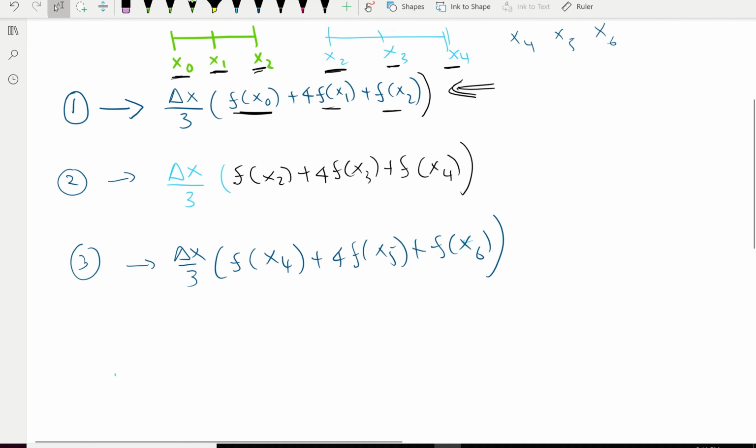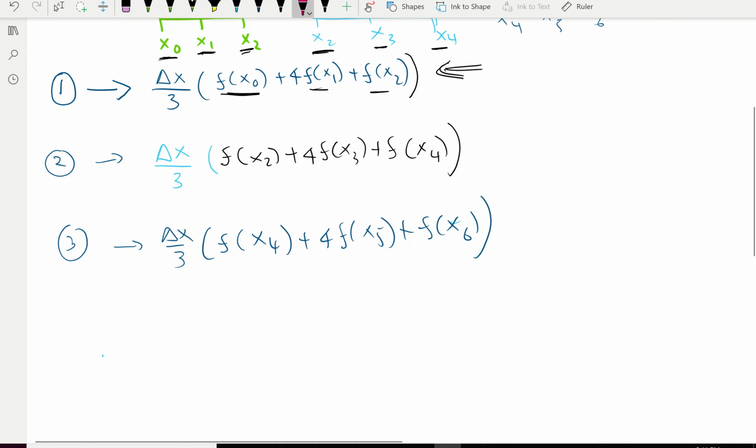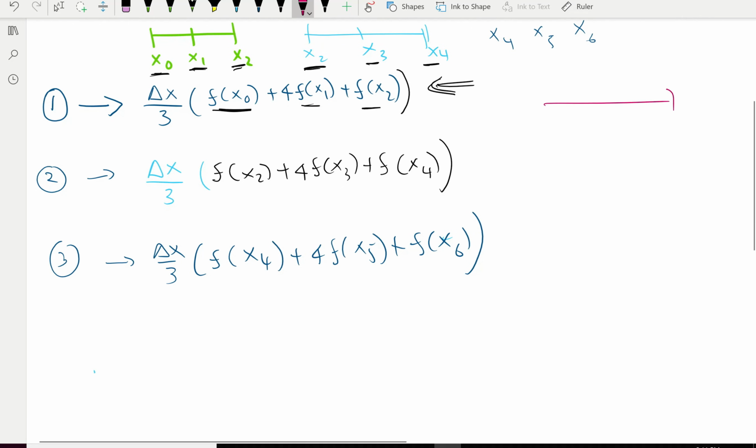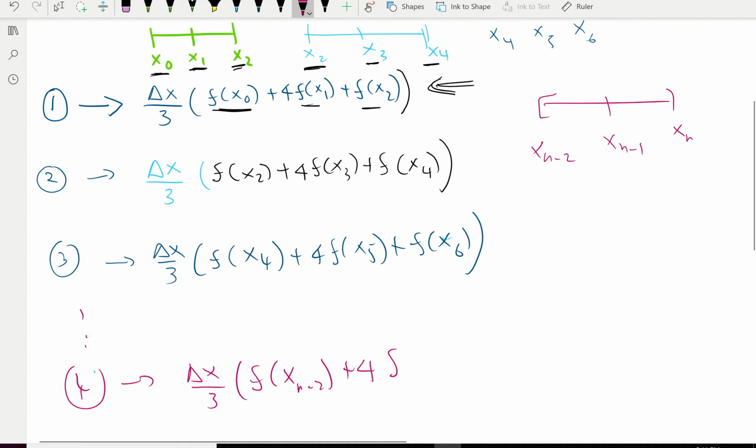Now let's look at the final pair of subintervals. The final pair is xn, the last point, xn minus 1, the point before that, and xn minus 2, the first point of the last two subintervals. So the formula will be delta x over 3 times the function evaluated at the first point xn minus 2, plus 4 times the function evaluated at xn minus 1, plus the function evaluated at the last point.